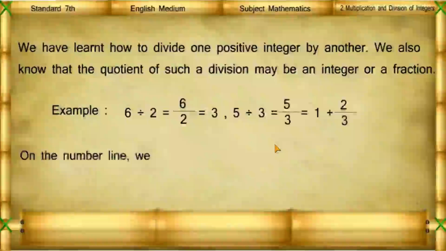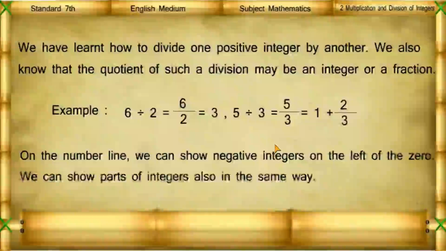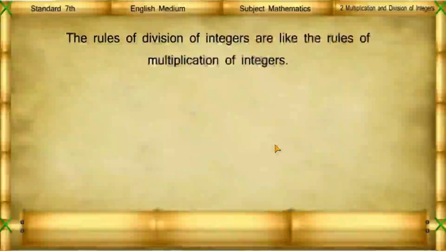On the number line, we can show negative integers on the left of the zero. We can show parts of integers also in the same way. The rules of division of integers are like the rules of multiplication of integers. We cannot divide any number by zero.